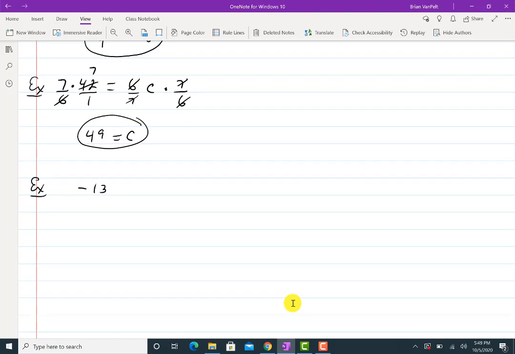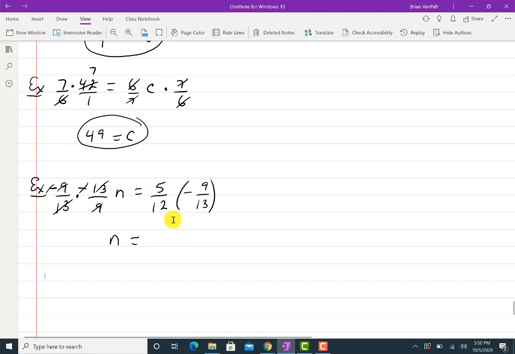Negative 13 over 9n equals 5 over 12. So remember, you're trying to wipe out the stuff that is attached to n. So I'm going to multiply the left side by negative 9 over 13. That way I can wipe out all the numbers that are attached to n, but don't forget to do it to the other side. So the 13s cancel, the negatives cancel, the 9s cancel. You're left with just n.